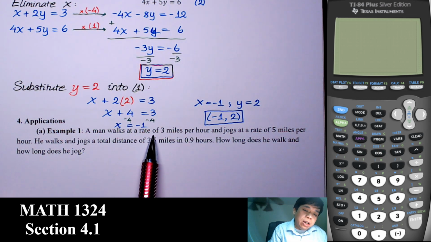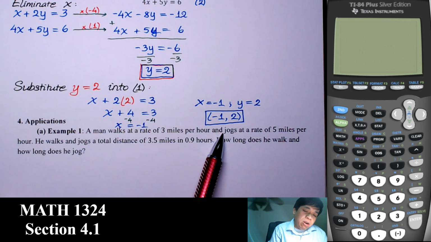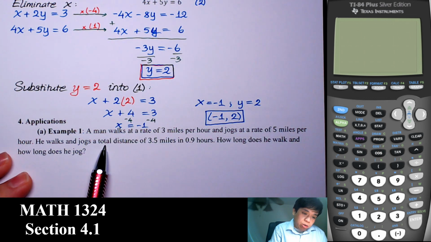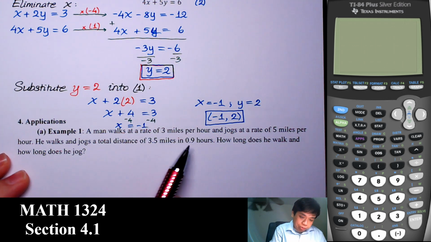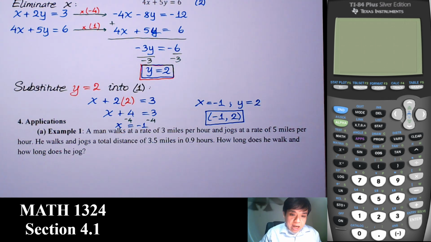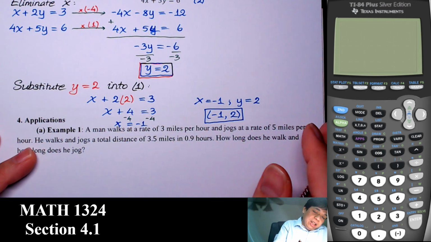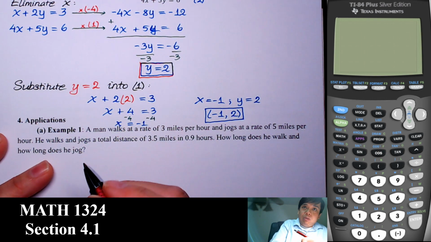A man walks at the rate of 3 miles per hour and jogs at the rate of 5 miles per hour. He walked and jogged a total distance of 3.5 miles in 0.9 hours. How long does he walk and how long does he jog? A little background here. It's simple physics. Distance is equal to the rate times time.